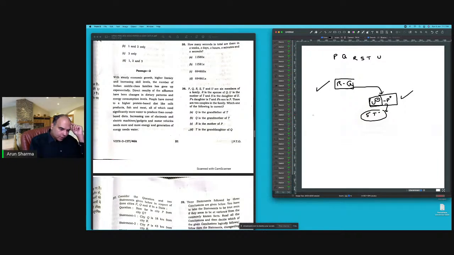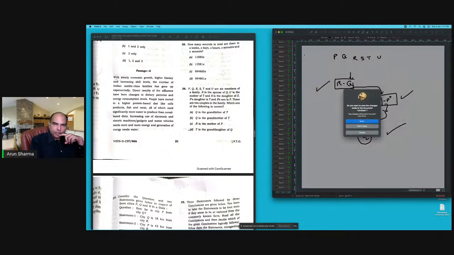Which one of the following is correct? Q is the grandfather of T, Q is the grandmother of T. Now, Q ka gender to pata nahi chala. Q ke baare mein only statement given is R is the spouse of Q. So we can't make out whether Q is the grandfather or grandmother. But T is the granddaughter of Q. Yes, that we know because T is a female, because she is the daughter of P. So option B is the right answer here.